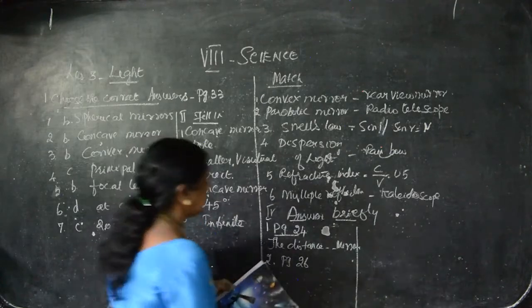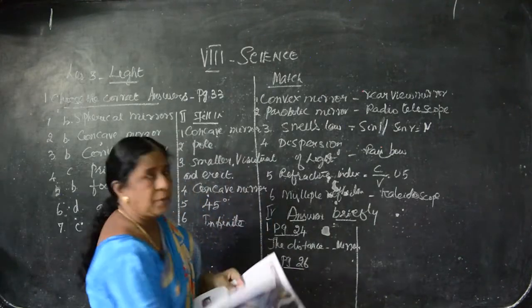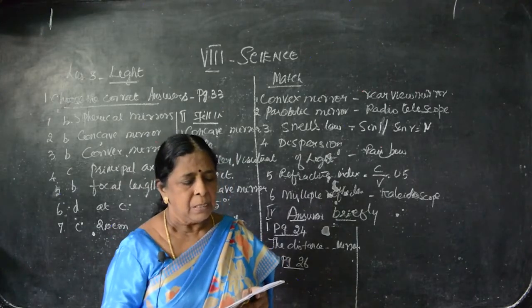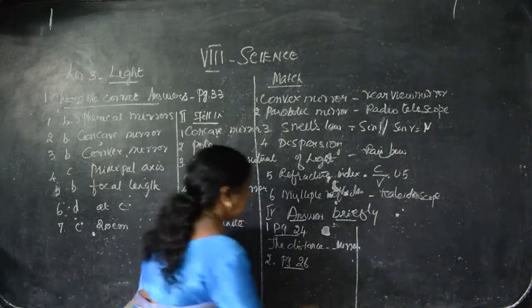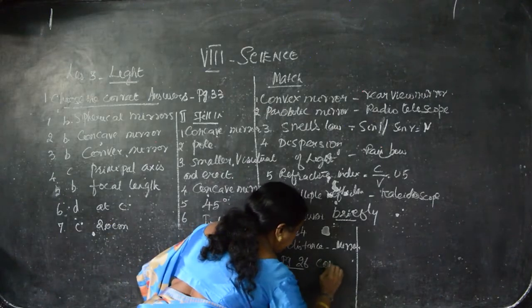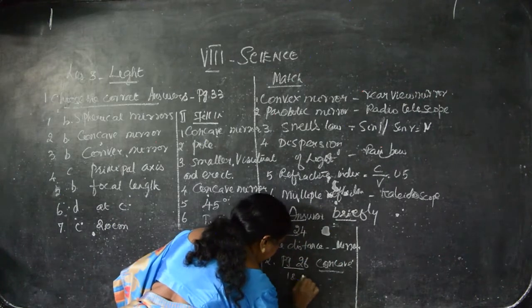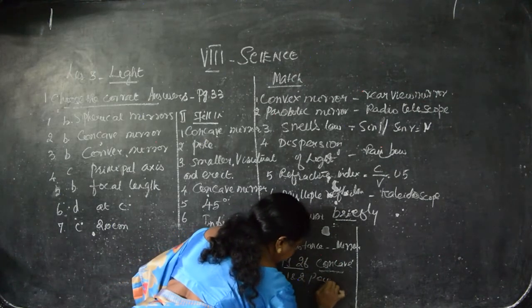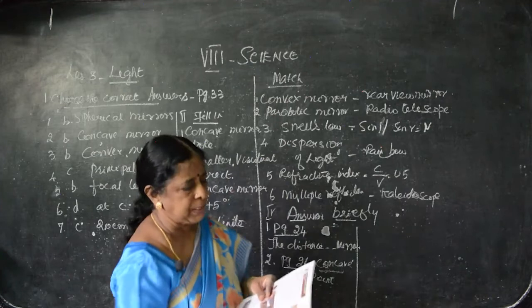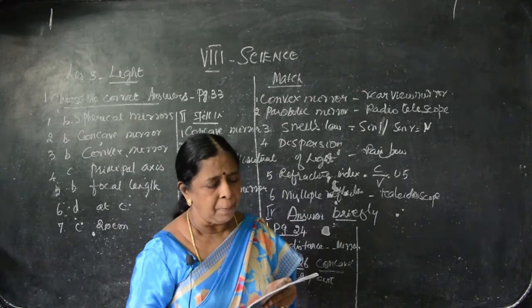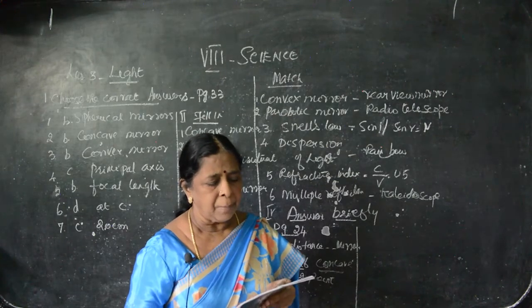Under the heading applications of concave mirror, have you seen? Take page number 26, in the first paragraph itself, concave mirror. First 2 points. How many points I said? First point and second point. That's enough. What is the first point? Concave mirrors are used while applying makeup or shaving. They provide a magnified image.